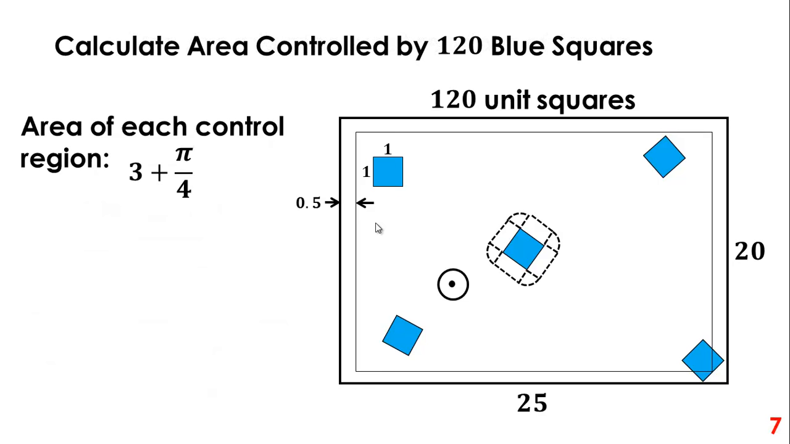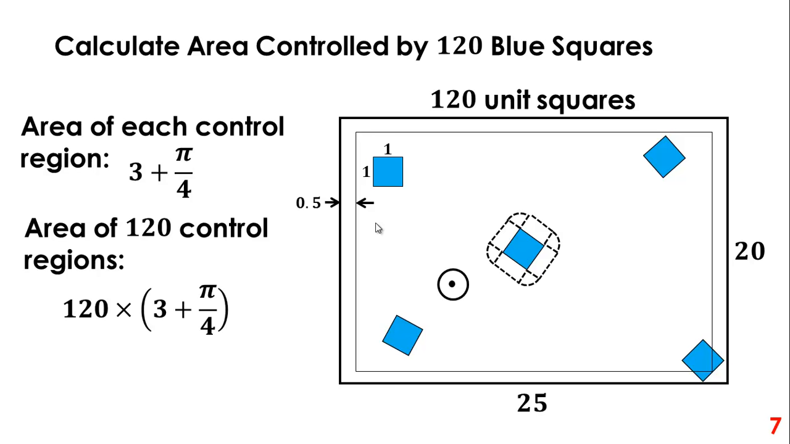Next, we want to look at how much is the total area of those 120 control regions. So 120 multiplied by parenthesis 3 plus pi over 4. We simplify it, we get 360 plus 30 pi. That's the total control area of all the blue squares.